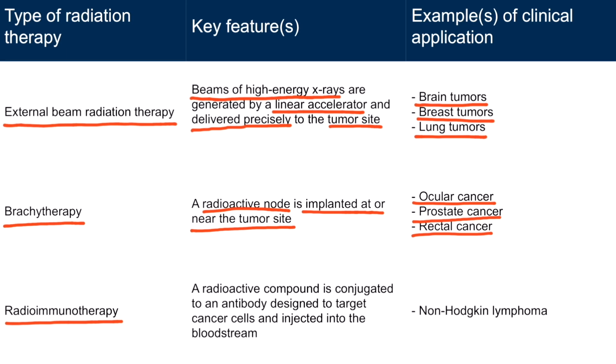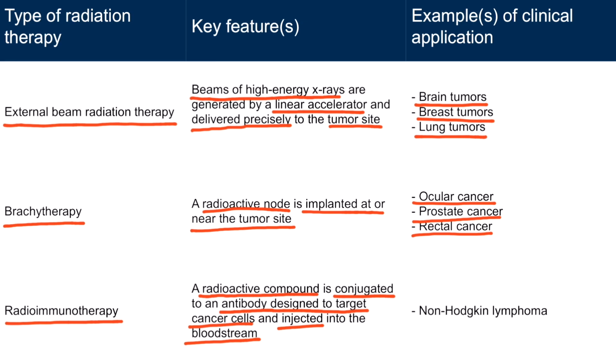Lastly, radioimmunotherapy is characterized by a radioactive compound that is conjugated to an antibody designed to target cancer cells and injected into the patient's bloodstream. In other words, think of it as a radioactive payload attached to a homing missile headed straight towards the cancer cells. So you put it in the blood, but really it should just go to those cancer cells because of that attached antibody.